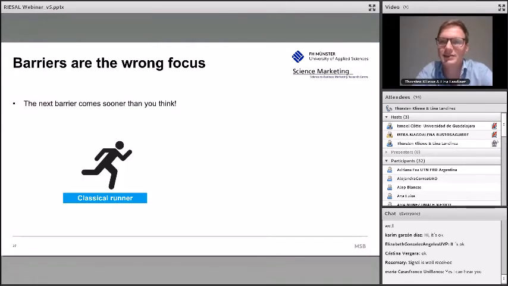To make this even more tangible, let me use an analogy from sports. As the next barriers might come sooner than you think, and you don't know which barrier that is, you cannot plan very well. However, as I said, many universities try to do that.